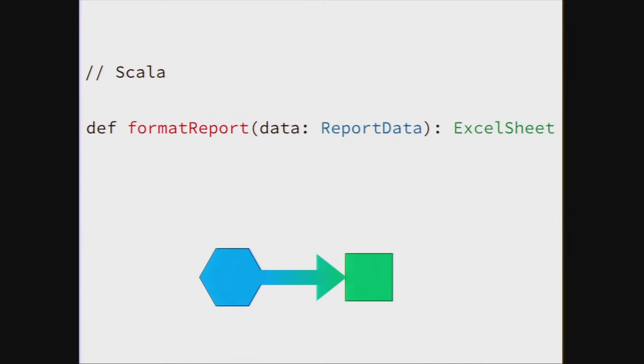So I came from Scala. And in Scala, we have types, beautiful types, lots of types. And one of my favorite things about functional programming is you see something going in, a report data, and you see something coming out. In this case, it's an Excel sheet. And since I'm a good functional programmer, there's no side effects, and I know that's all this function does.